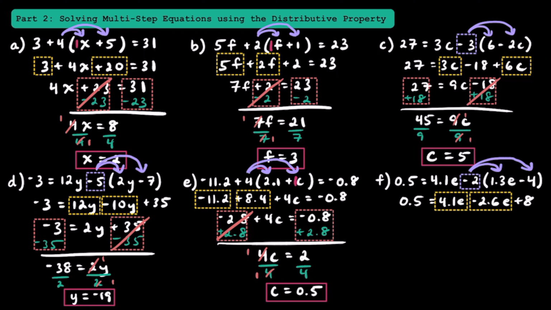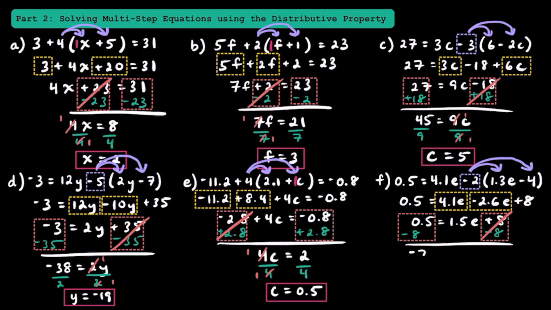Combining 4.1e and negative 2.6e, we're going to get 1.5e. So I'm going to write 0.5 is equal to 1.5e plus 8. Next, I'm going to subtract 8 wholes from both sides. On the right side, these are going to cancel out, and on the left side, subtracting 8 wholes from 1/2 is going to equal negative 7.5.